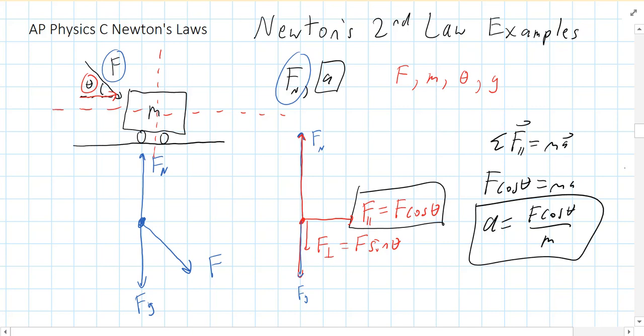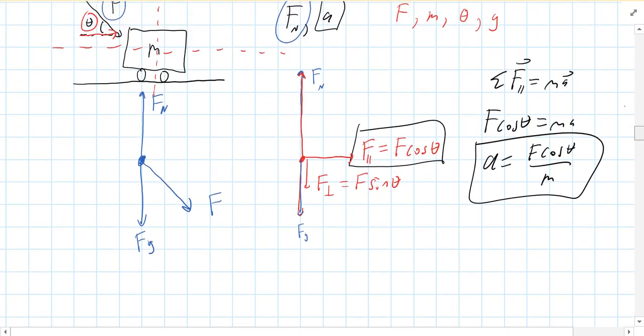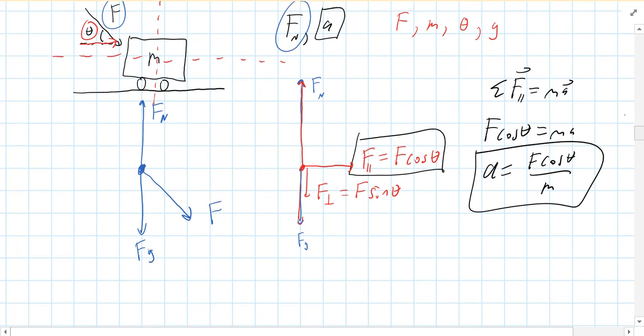If I gave you a numerical value for F, for theta, and m, you can plug them in. You get a numerical answer for a. Okay. So that would be the acceleration of the cart in terms of the given fundamental constants. Now, how about the normal force? Well, then we got to look at the perpendicular direction. Net force perpendicular equals ma perpendicular.